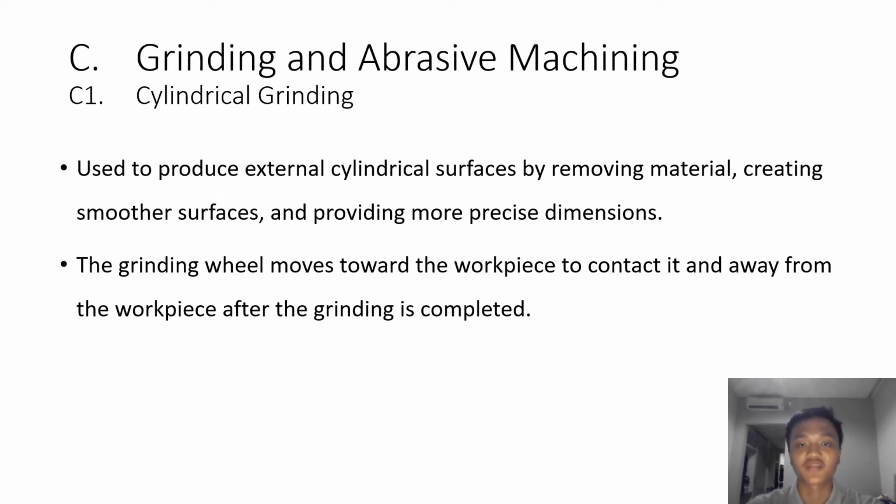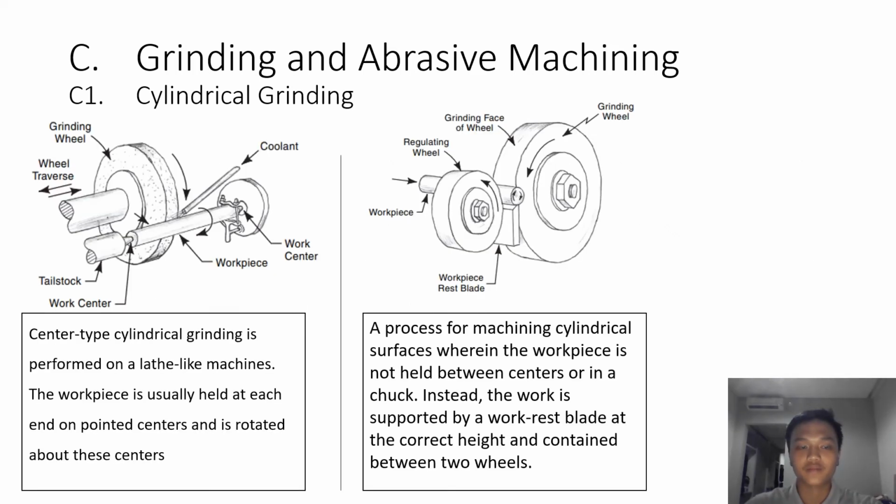We go to the next chapter, grinding and abrasive machining. The first one is cylindrical grinding. Cylindrical grinding is used to produce external cylindrical surfaces by removing material, creating smoother surfaces and providing more precise dimensions. The grinding wheel moves toward the workpiece to contact it, and away from the workpiece after the grinding is complete.